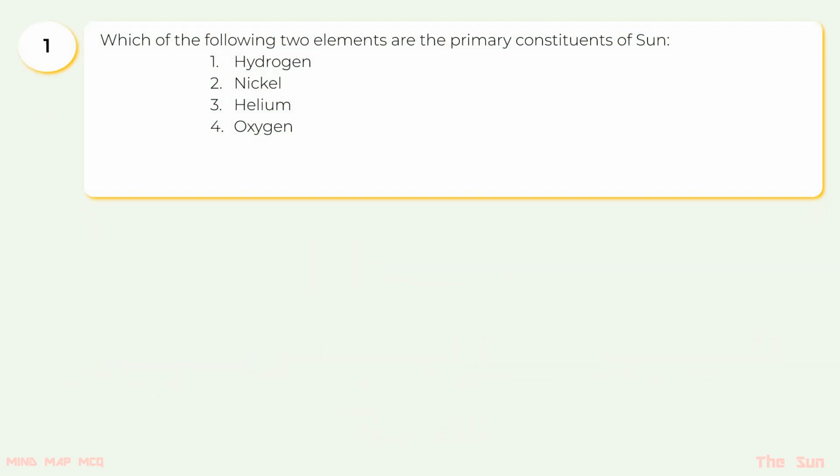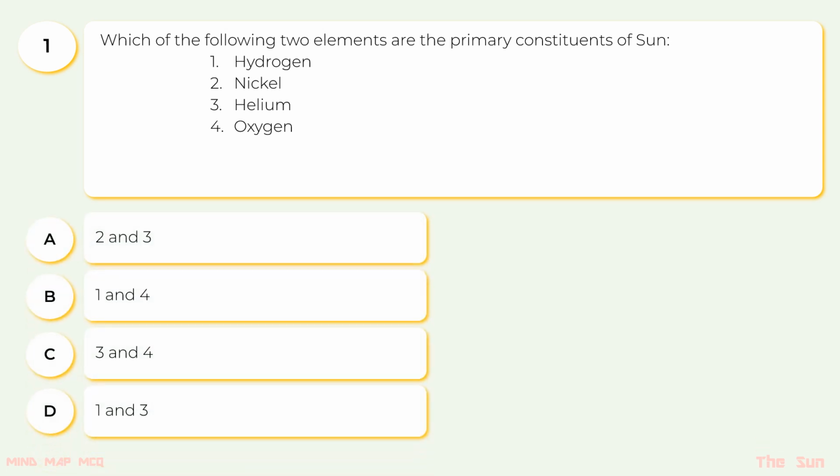Which of the following two elements are the primary constituents of sun? 1. Hydrogen, 2. Nickel, 3. Helium and 4. Oxygen. The options are A: 2 and 3, B: 1 and 4, C: 3 and 4, D: 1 and 3. The correct option is D, 1 and 3.